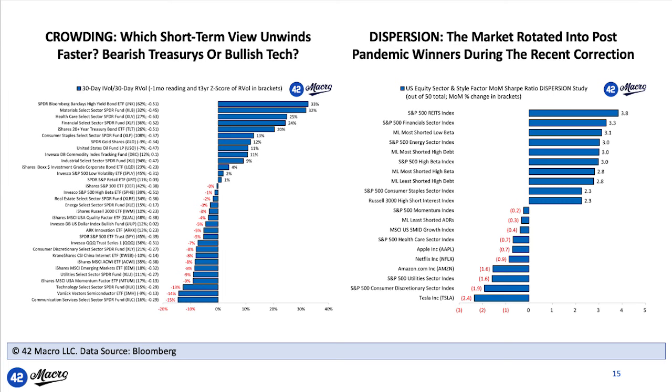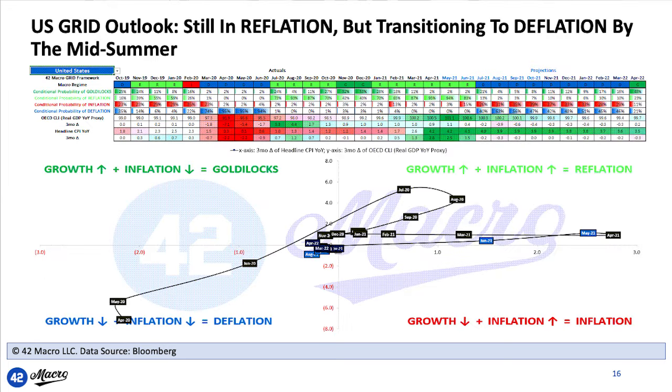Getting into the bottom-up macro regime outlook on slide 16 here. This is our US grid outlook. We're still in reflation, but as the first row shows, we're likely to transition to deflation by midsummer. Now, when I say deflation, let me be very clear. We're not going to negative inflation. We're not going to negative GDP growth. All we're saying is we're using the word deflation to categorize the state of the economy whereby growth and inflation are slowing simultaneously. That's all we really mean by that.